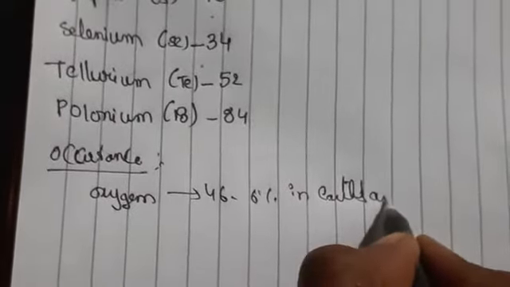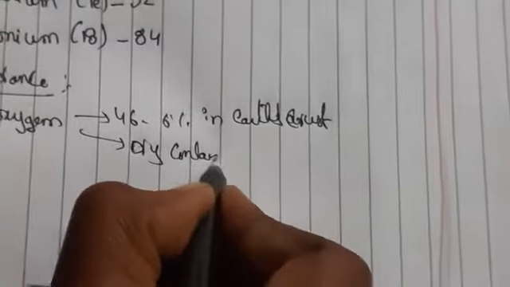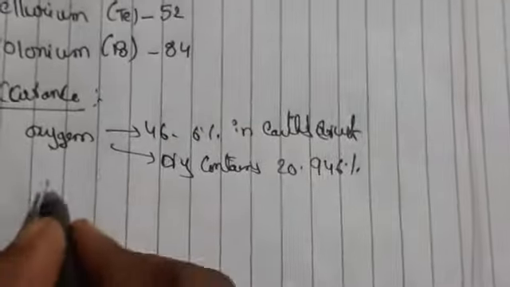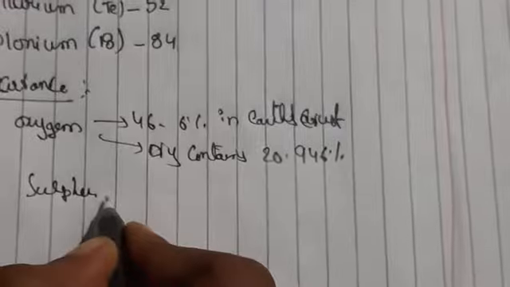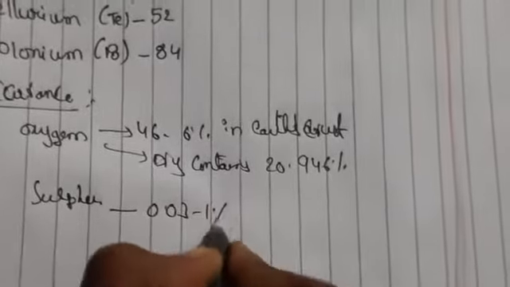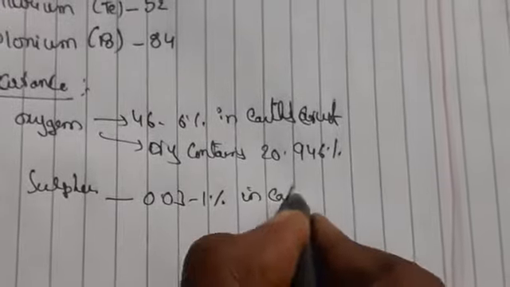And coming to air, dry air contains nearly 20.946% of oxygen by volume. Okay, however, the abundance of sulfur in the earth crust is only 0.03 to 1% in earth crust.